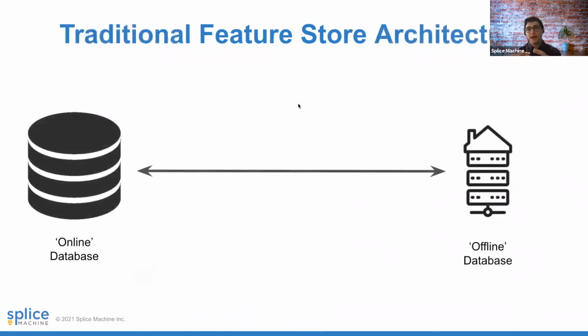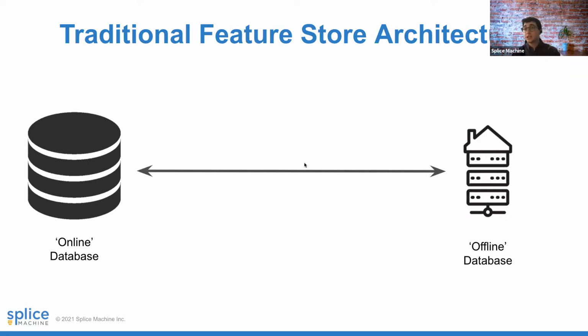So now let's talk about how feature stores are typically built. The traditional way that feature stores are built is to use two separate databases. One so-called online database, which will be a key value store, transactional database, and one so-called offline database, typically a data warehouse. And these two data sources are linked with some kind of pipeline.